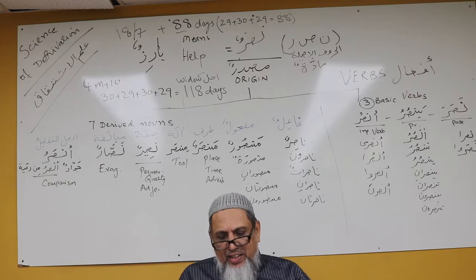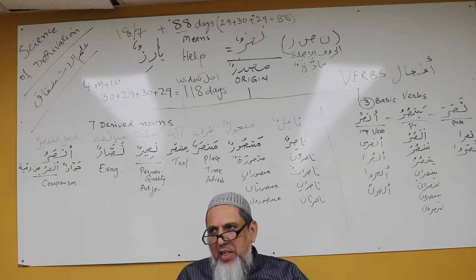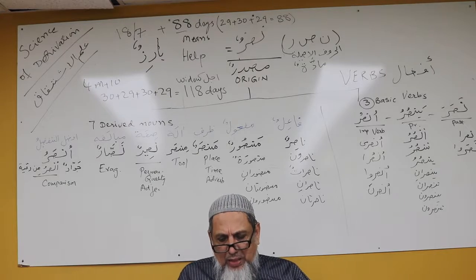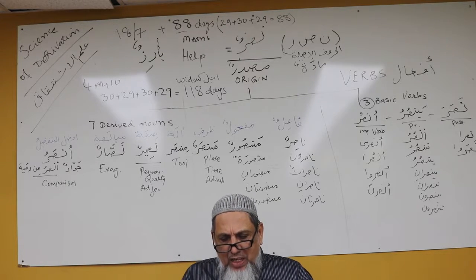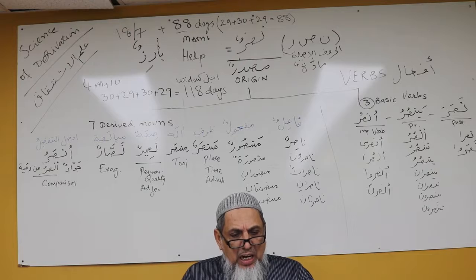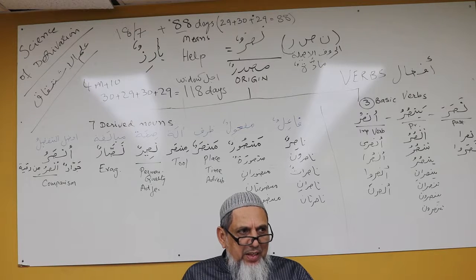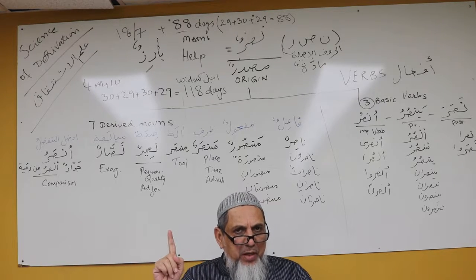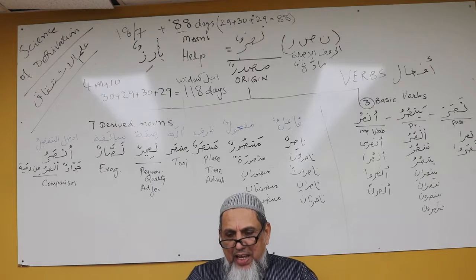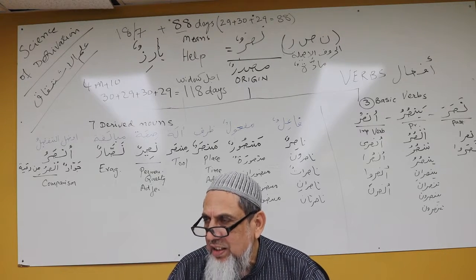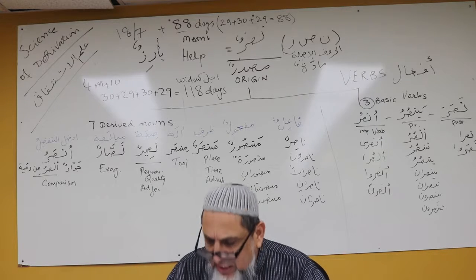Okay, next set. Yahmiluna, repeat after me. Yahmiluna, yahsuduna, yaktubuna, yaknizuna. Write down they and una. We are talking about they, third person plural. Una, una, and it starts with ya. So we are saying this is about them.